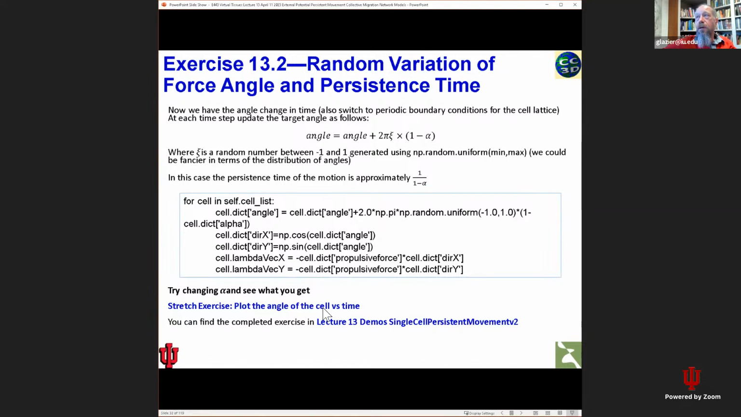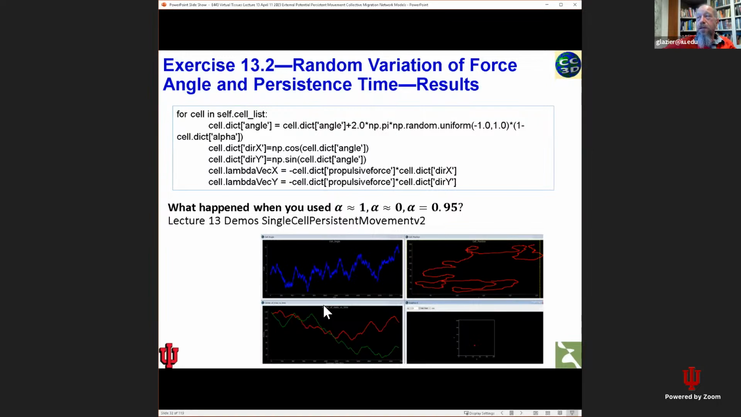Okay, so I hope people will play with that a little bit. Changing the persistence time is interesting. So let's do that one thing before we break on this. Let me do a split screen again. Hope this will work.